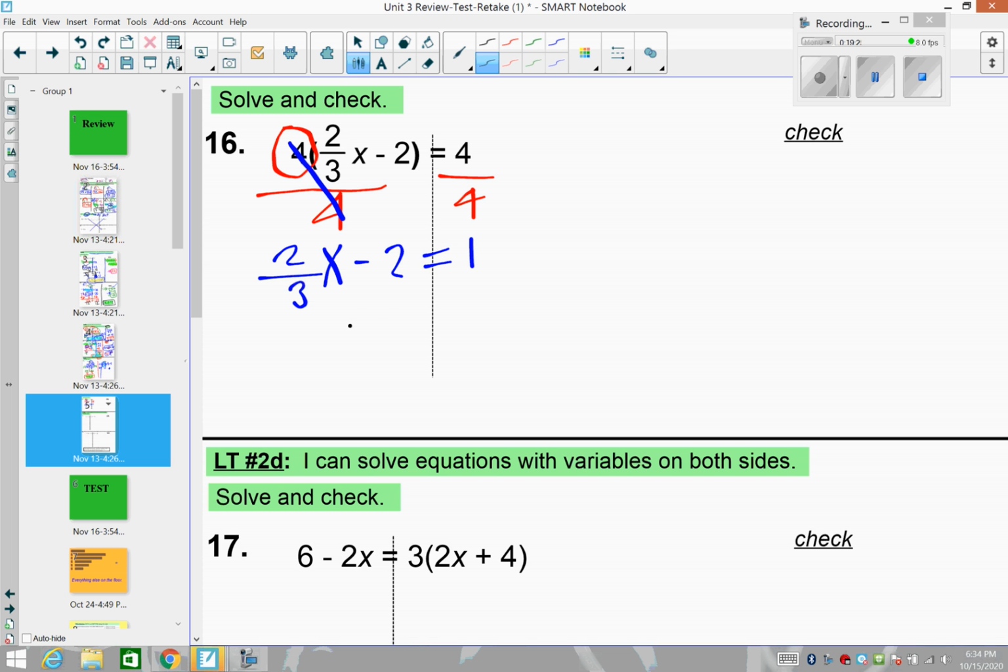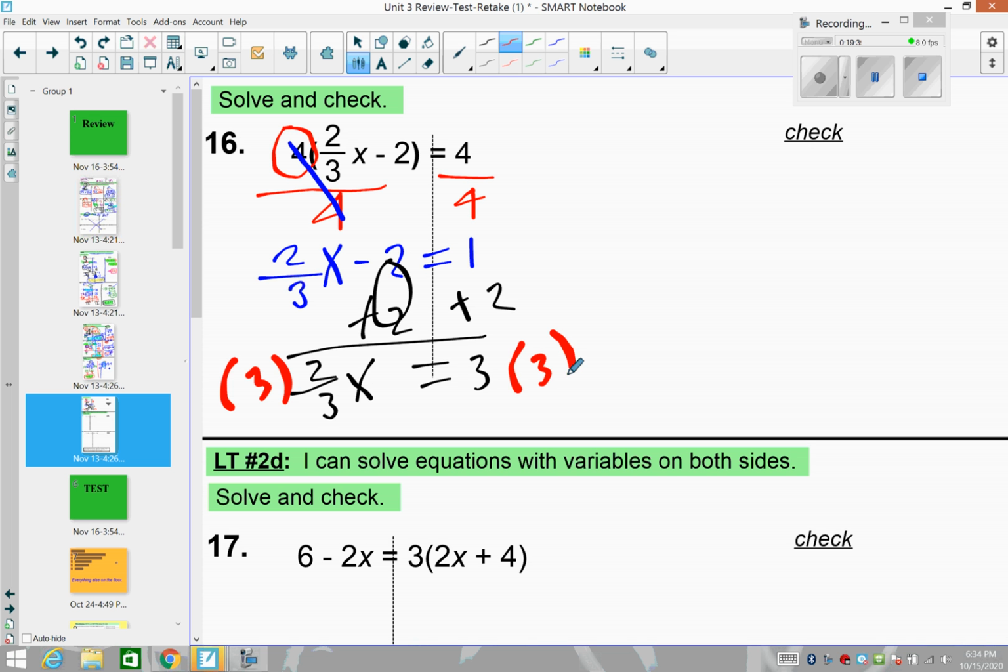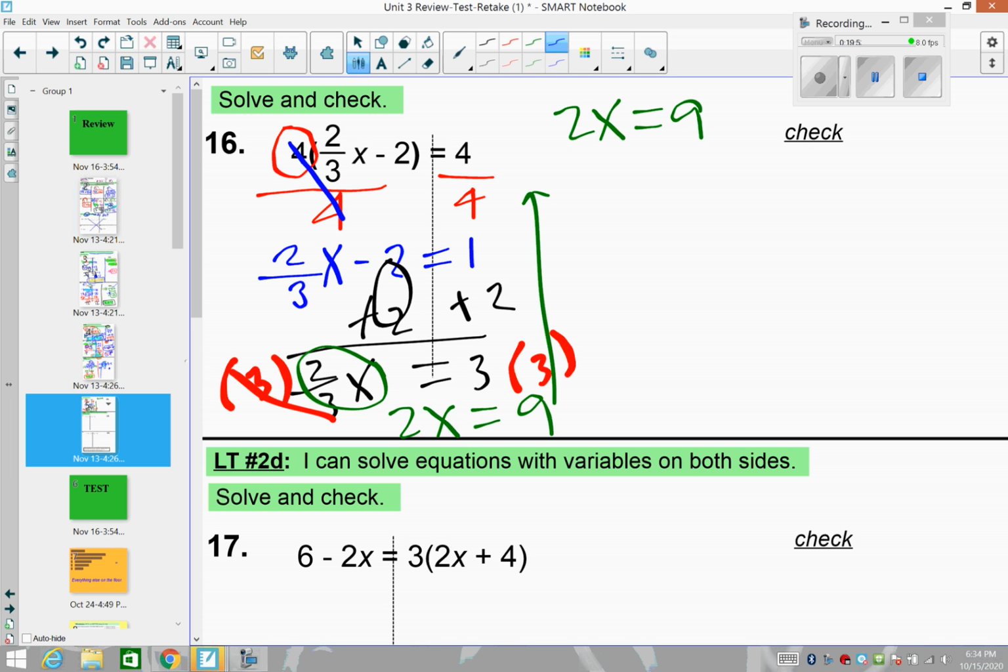So we're going to add 2, copy, paste, copy, paste. So we get 2/3 x equals 3. So I'm going to multiply nice and high, copy, paste, and I'll make sure we check it at the end to verify that that strategy I just used would work. But you also can use that kill denominator strategy. All right, so we end up with 2x equals 9. So we divide by 2, copy, paste, copy, paste. So we get x is equal to 4.5.